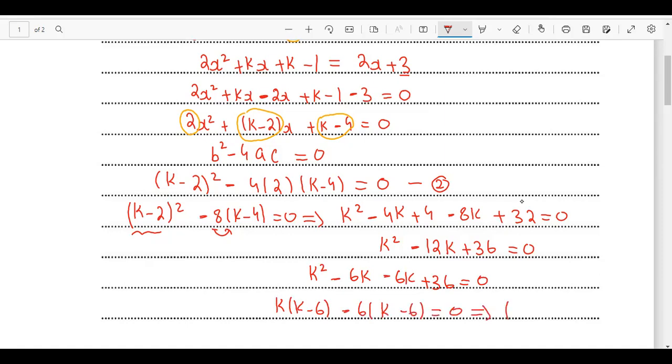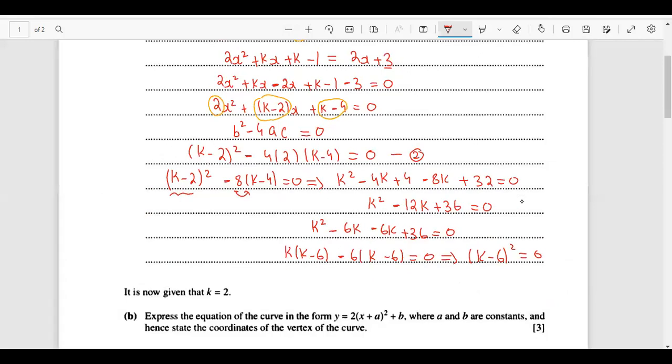And finally, I would get (k minus 6) whole squared equals 0, because both the factors are k minus 6. And this would give me k equals 6. So this is going to be the answer.